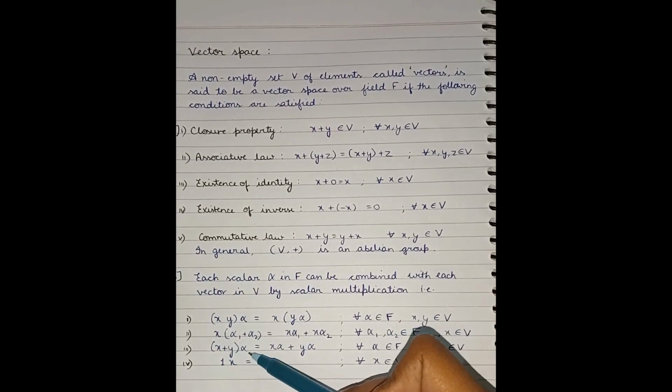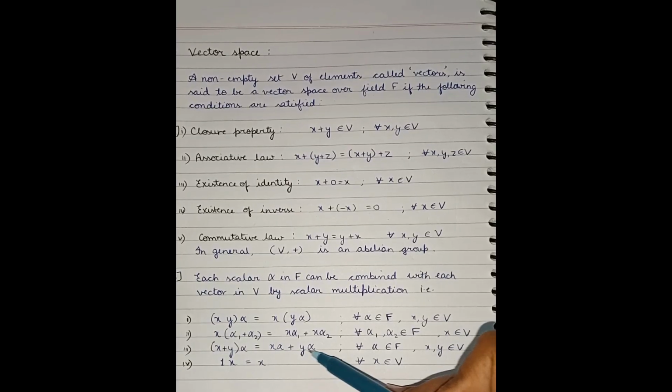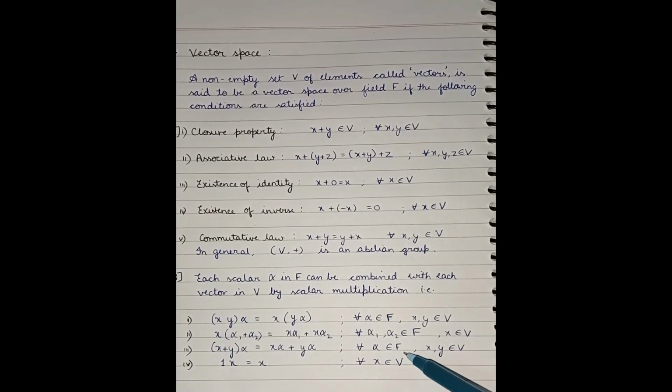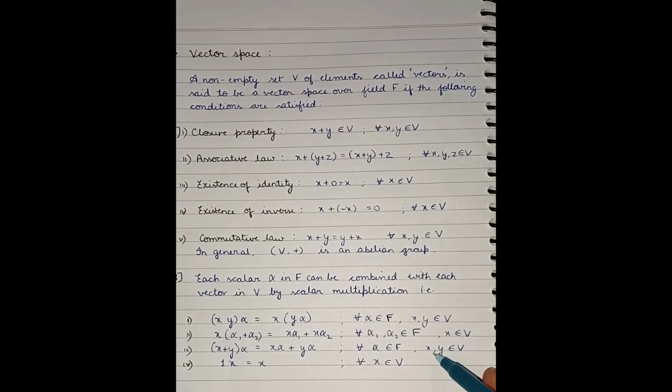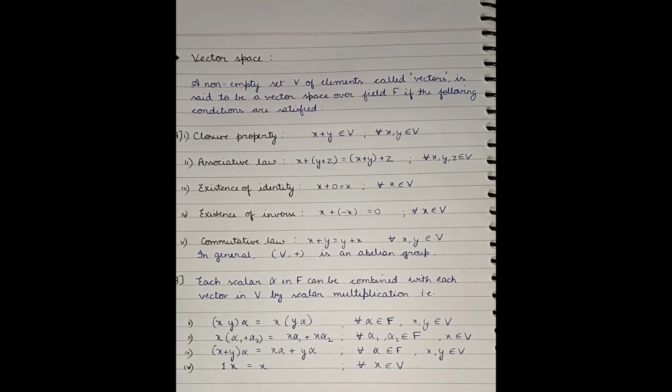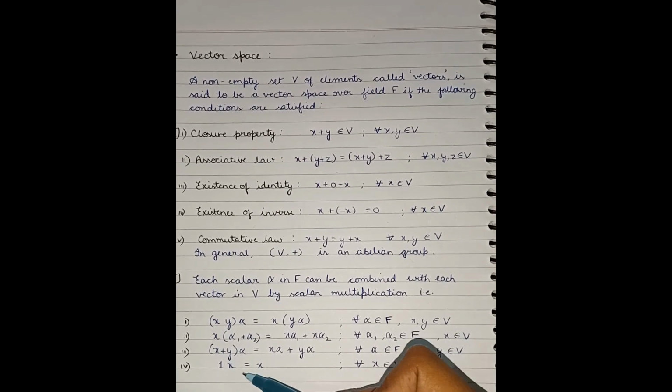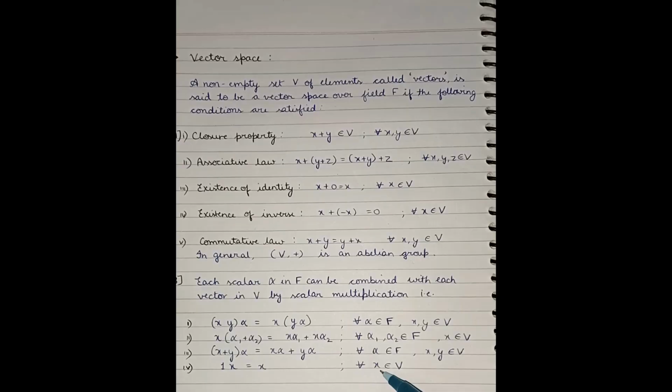Next, (x + y)α = xα + yα for all α belongs to F, x and y belongs to V. Next is 1 · x = x for all x belongs to V.